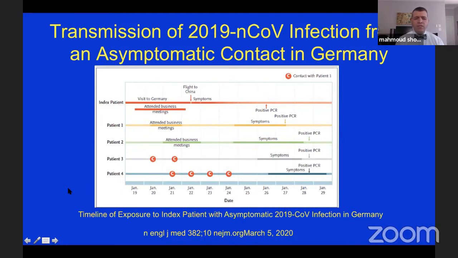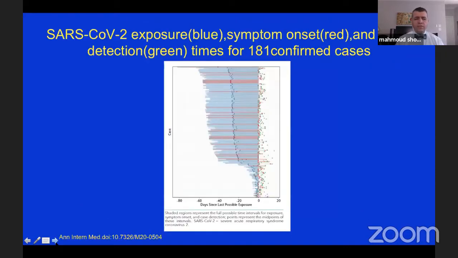So from this timeline, we can tell that transmission unfortunately happens even before symptoms started, which makes it even more difficult for us to identify who needs to be tested and who needs to be isolated. This other big cohort of 181 confirmed cases shows that patients after exposure can still be infectious until they have the symptoms. And there are some patients who don't even have symptoms. And again, these are the patients who can transmit in the community because they are asymptomatic.